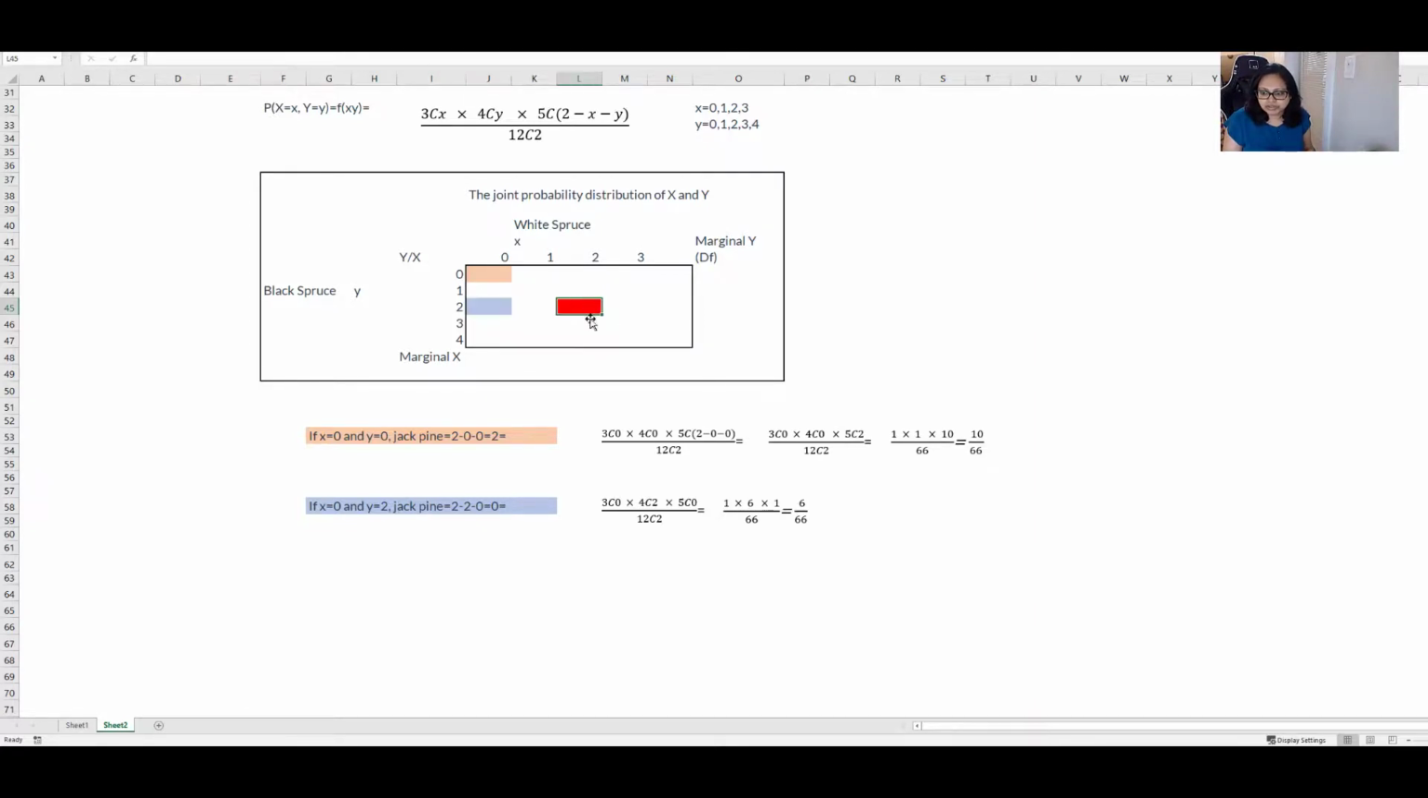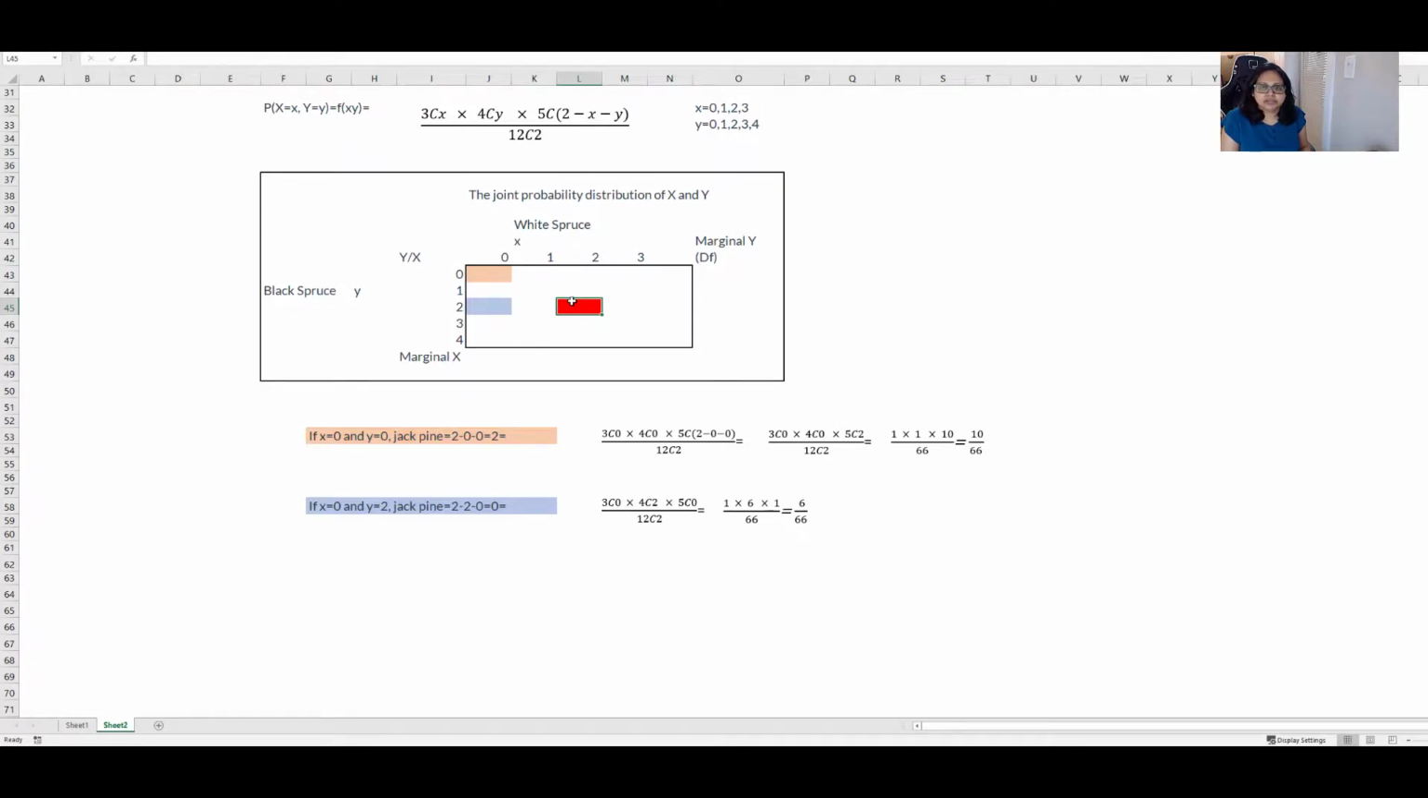How about the red one? So you can see the red one, I couldn't find anything because we say 2 white spruce, 2 black spruce, and then the rest can be jack pine, but it's not possible because we are only choosing 2. We cannot have 4. That's why in many places you will see that we cannot have any value.